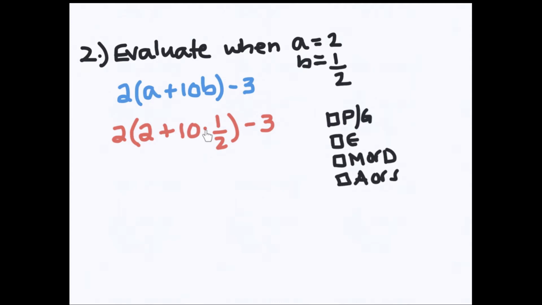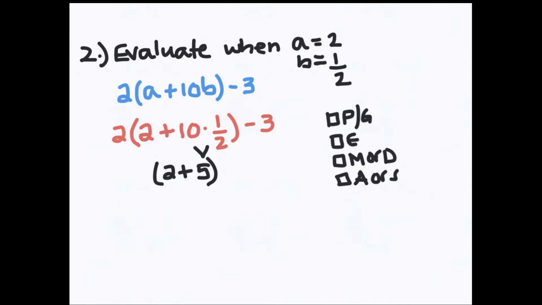Can I pick whichever one I want to come first? No, I have to be mindful. Multiplication comes before addition, so remember you still have to use the order of operations inside parentheses. It's like you start over in your checklist when you go into a grouping symbol. So we have 10 times 1/2. Half of 10 is 5. Fill in what I haven't done.